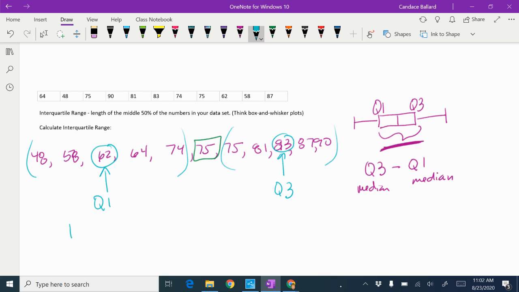And then to get the interquartile range, we do 83 minus 62, and we end up with 21.